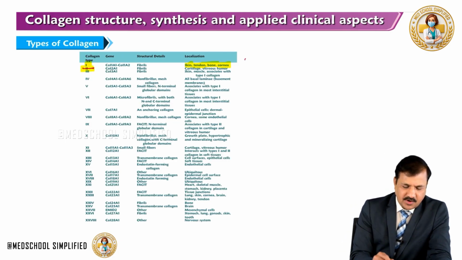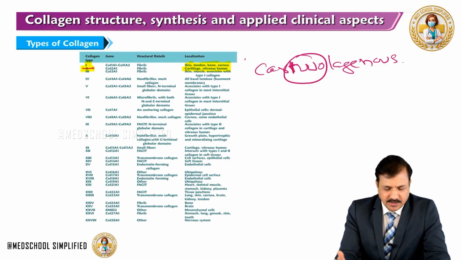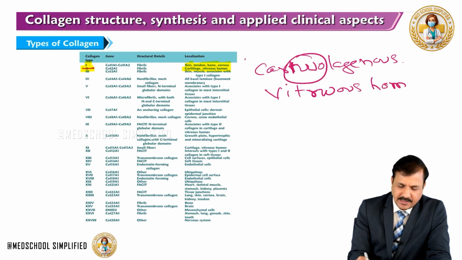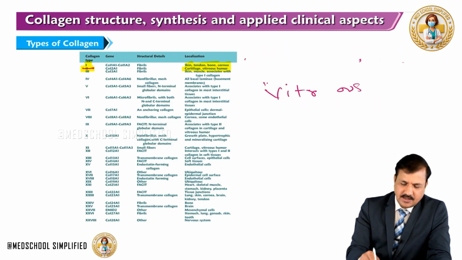Type 2 collagen is found in cartilaginous tissue and vitreous humor. You can remember it as cartilaginous tissue, there is a 2 there. And vitreous humor, there is a 2 there. Like that, you can make a rough idea of how to remember the location of each type of collagen, at least for types 1 to 4.